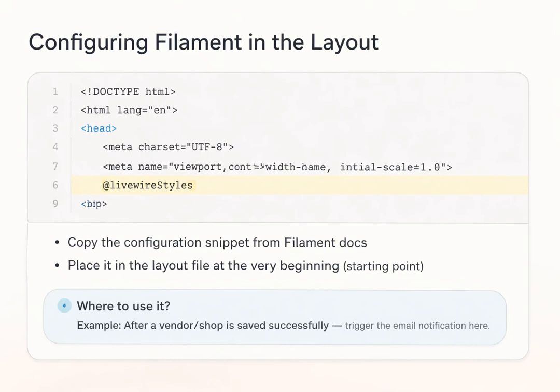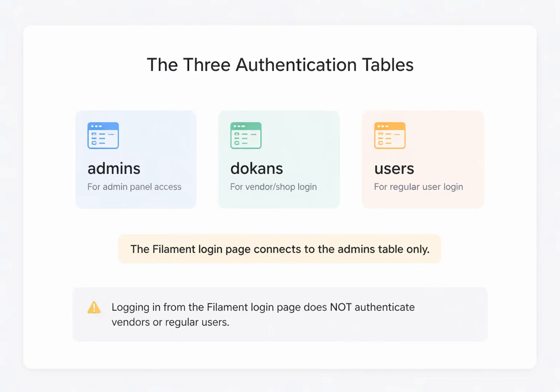After the package is installed, the next step is configuration. The configuration snippet from the Filament documentation is copied and placed into the layout file, specifically right at the starting point of the layout. This ensures Filament loads correctly across the application. And once that's in place, you can start using it in specific parts of the app. For example, after a shop is successfully saved, you can trigger the registration success email right from that point in the code.